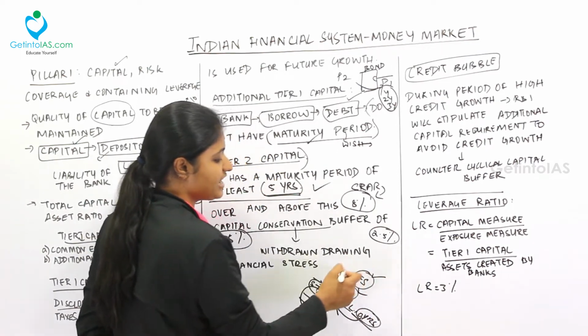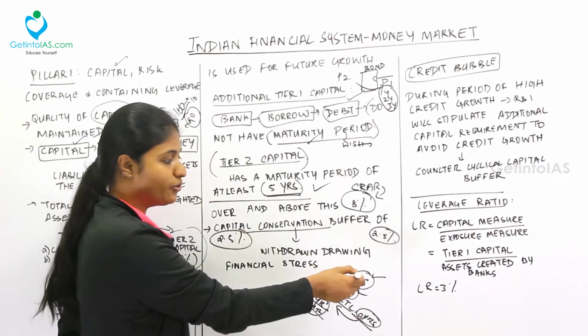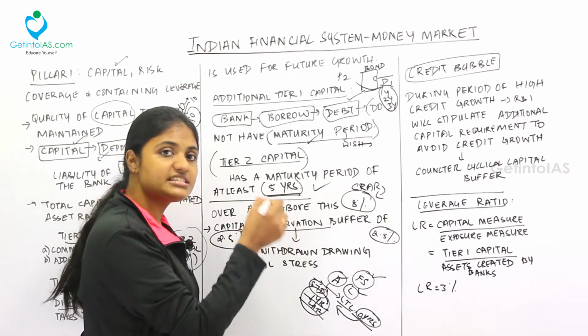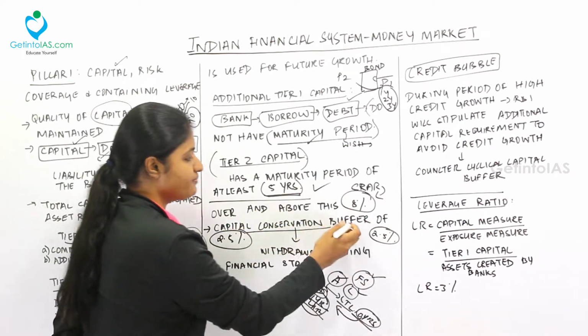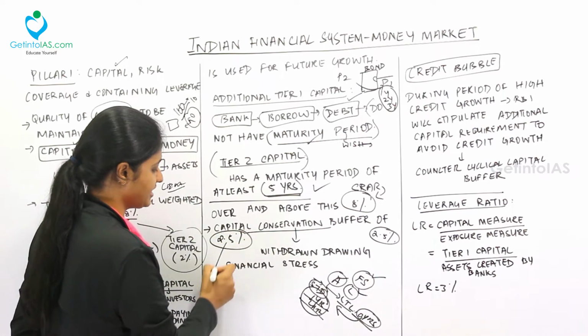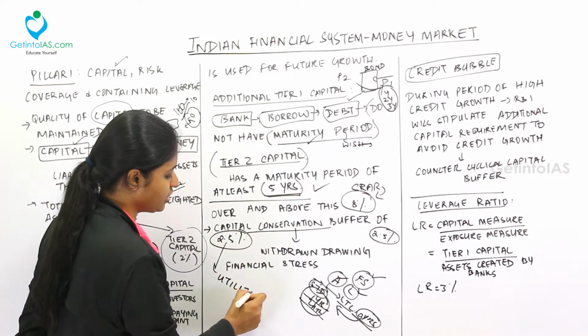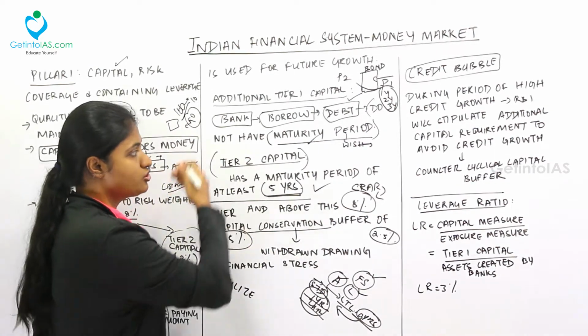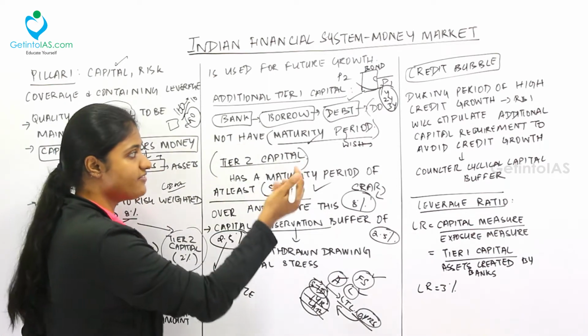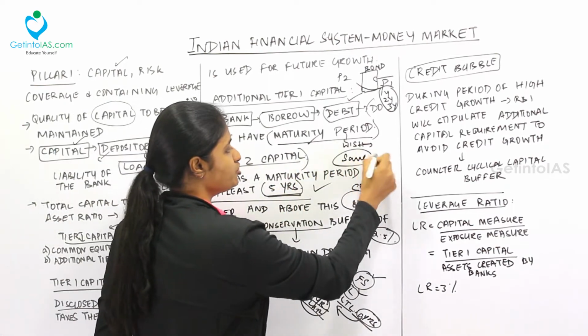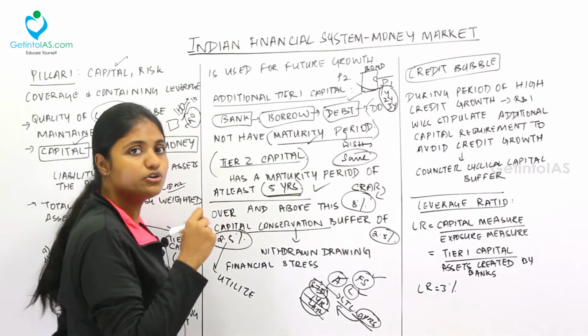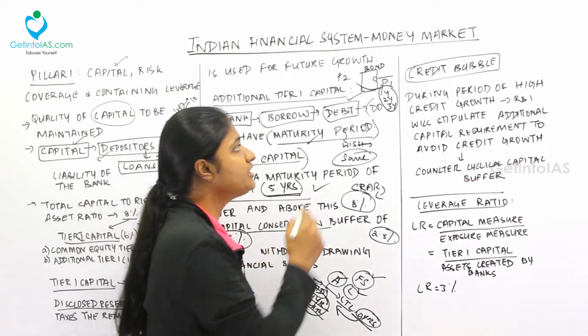So during this financial stress, it can use the capital which it has saved in the capital conservation buffer of 2.5%. It can utilize this amount. So that is called the capital conservation buffer. All these methods are used to save the bank from stress in future, fine, and to maintain a sound financial system.